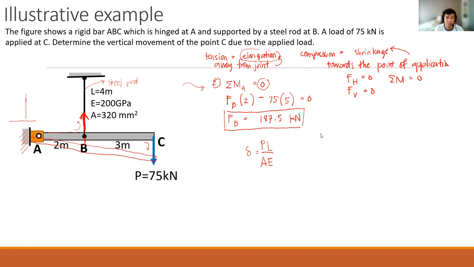So once you have the equation, I think the next step would be just direct substitution, diba? PL over AE. And then, of course, para mas dali ang atong pag-understand is what force are we going to use? So I think that's the next question.